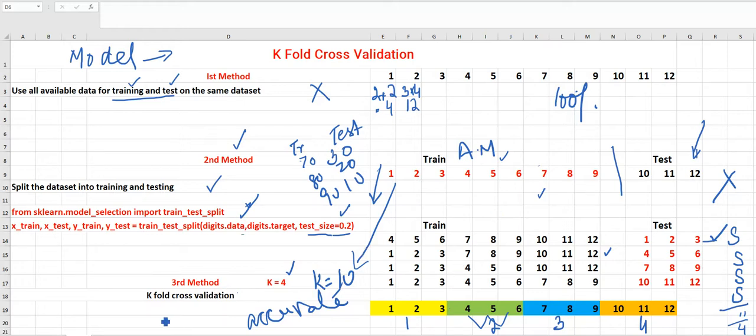So this is the concept of k-fold cross-validation. Why do we use it? We divide our data into equal folds according to the value of k. I hope the concept of k-fold cross-validation is clear to you.